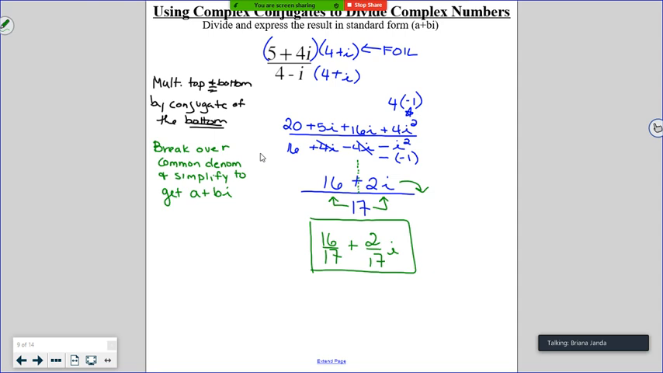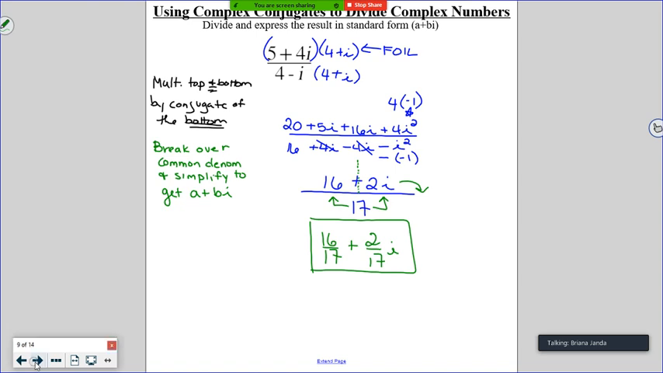Questions for me on that? That's our only example of this, so I want to make sure that we don't have any questions before I move on. Multiply by your conjugate, clean it up, break into your real and imaginary. Two fractions over the same denominator.